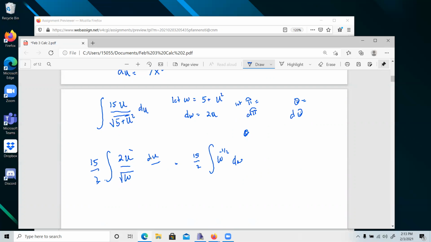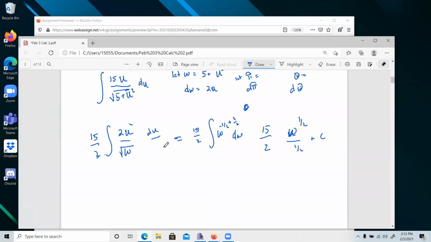And now this is an integral you learned in Calc 1, right? So we're just going to add 1. So we're going to get 15 over 2. We have w to the 1/2 over 1/2, plus c, right? So this is really going to be 15 over 2 times that, okay, and then we have a w to the 1/2 power.